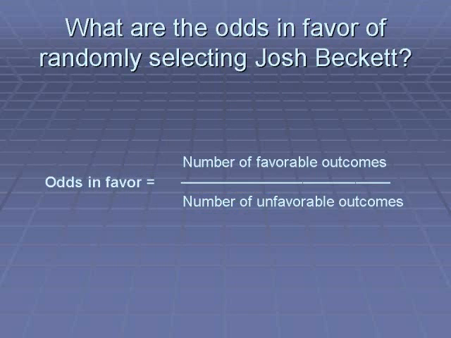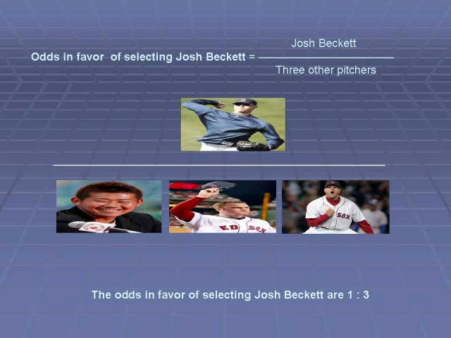Now we need to ask, what are the odds in favor of randomly selecting Josh Beckett? Odds is a little bit different. Okay, notice how the odds in favor is the number of favorable outcomes over the number of unfavorable outcomes. Let me show you what this looks like. So again, the odds in favor would be, well, again, we have one Josh Beckett. But now look at the denominator. Josh Beckett is gone. So the odds in favor of selecting Josh Beckett would be 1 to 3. Remember, the probability of selecting Josh Beckett was 1 to 4.